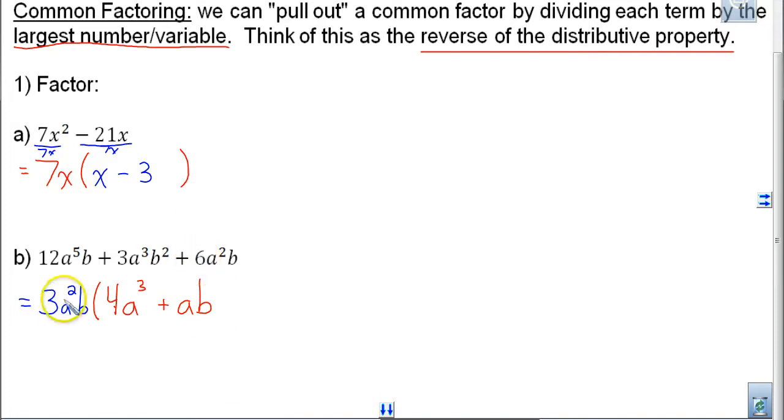Lastly, we have plus 6 divided by 3, so plus 2, a squared divided by a squared. Now that would be 1. B divided by b is also 1. So I don't need to show 2 times 1 times 1 because that is just 2. So that's what we're left with when we've common factored. And you can also check what you're left with. There's no common factors that exist within this, so I know that I have fully reduced.